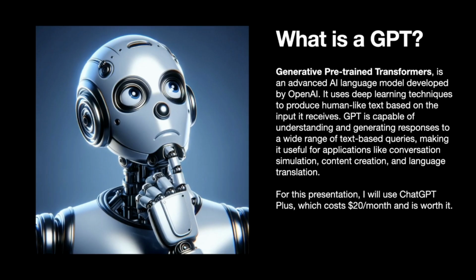What is GPT? It's a generative pre-trained transformer, an advanced AI language model developed by OpenAI. It uses deep learning techniques to produce human-like text based on the input it receives. GPT is capable of understanding and generating responses to a wide range of text-based queries, making it useful in applications like conversation, simulation, content creation, and language translation.